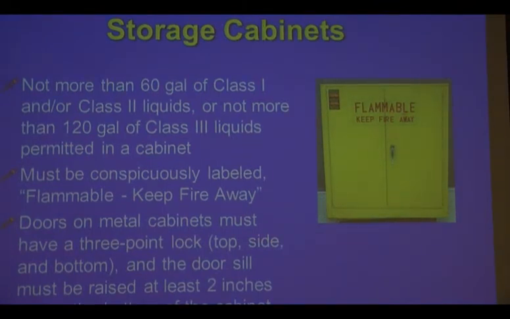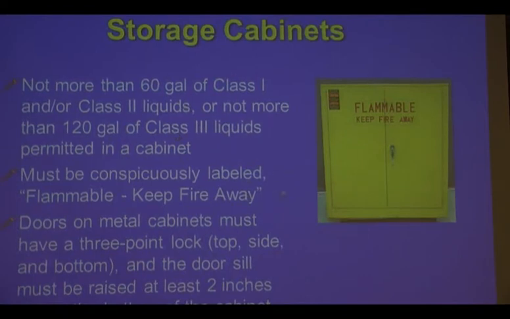These cabinets here, not more than 60 gallons of class 1 and or class 2 liquids. As long as they're compatible, you can store them in the same locker. But if it's class 1 or class 2, not more than 60 gallons. Class 3, not more than 120 gallons. So why is it less for class 1 and 2 than class 3? More volatile. Flash point's lower, right? So you want less stuff there to store, to build up.